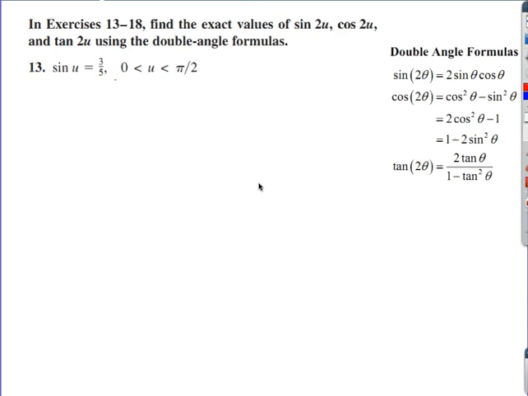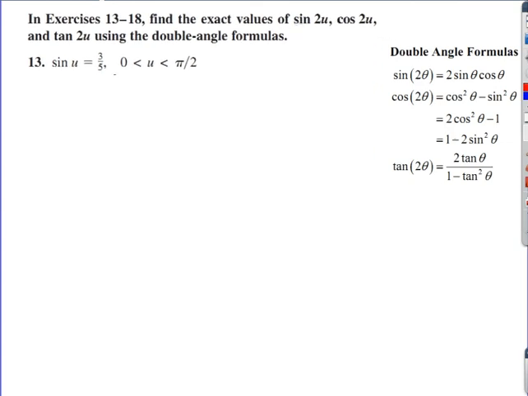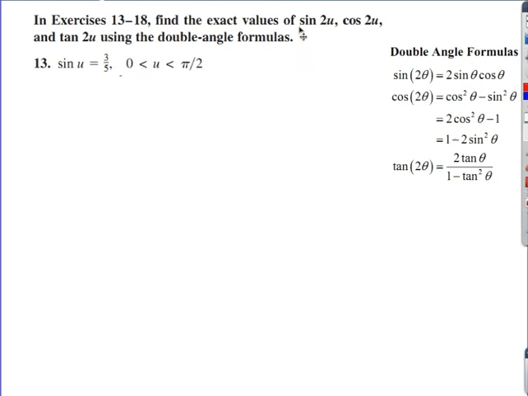Now we're on to question number 13 in lesson 5.5. And this one again, we're still practicing with all these identities and formulas. This one asks us to find the exact values of sine 2u, cos 2u, and tan 2u. Okay, so we can see our double angle formulas. I actually copied them here for you, but they're on your formula sheet, so you have those available. And basically, we just have to understand what this problem is really looking at.